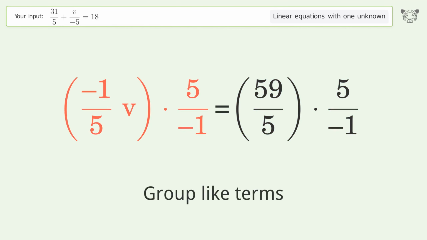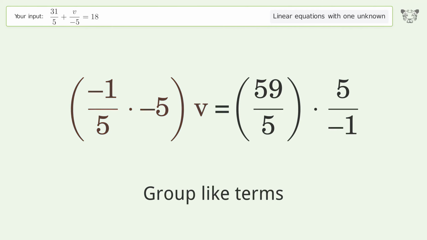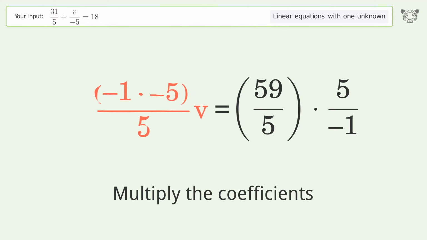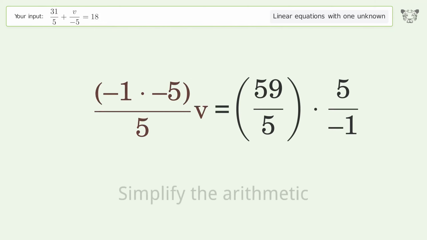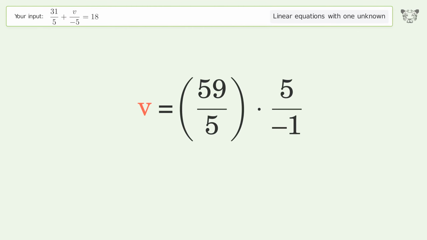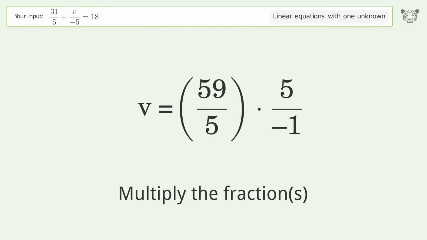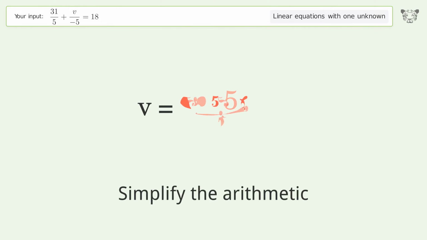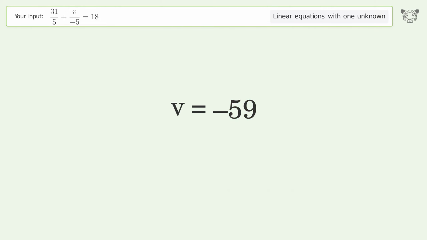Group like terms. Multiply the coefficients. Simplify the arithmetic. Multiply the fractions. Simplify the arithmetic. And so the final result is v equals -59.